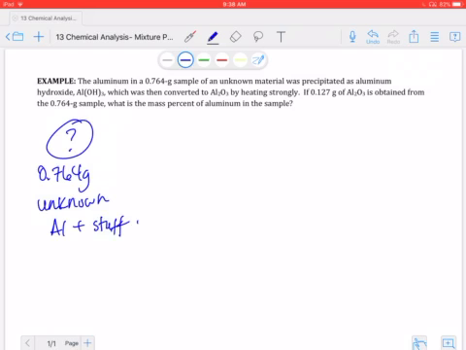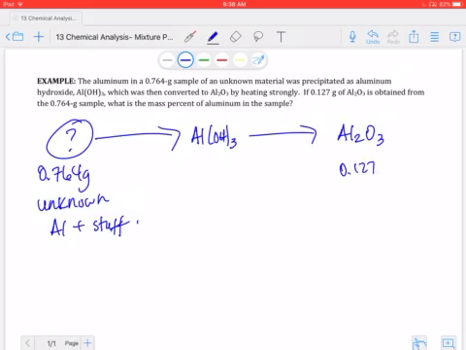We're going to take this sample and precipitate it, so it's going to react or come out of solution as aluminum hydroxide. Aluminum hydroxide just looks like this. Then we're going to convert that to aluminum oxide, which is just Al2O3. And then we're going to end up with 0.127 grams of this aluminum oxide.